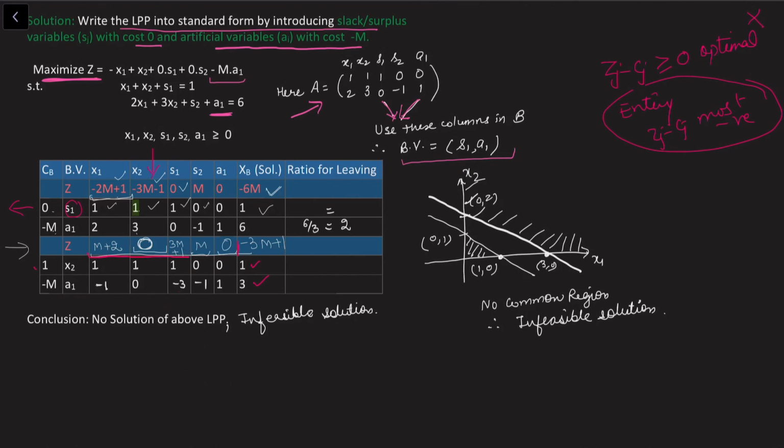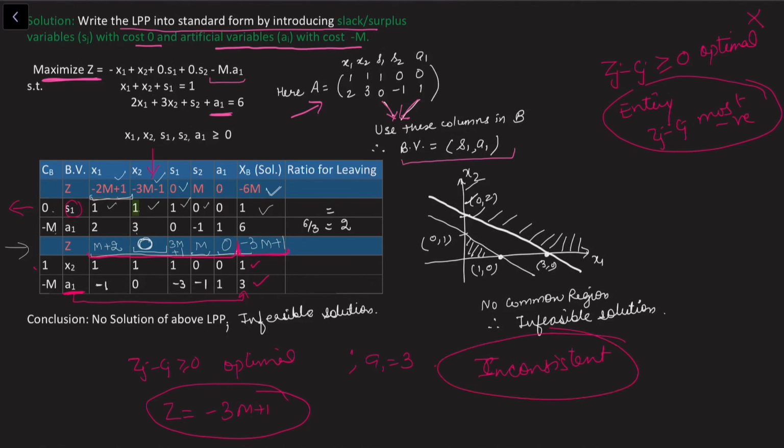Now we can see that all the Zj minus Cj are greater than or equal to 0, so the current table is optimal. There is no entering variable, but the artificial variable is still in the basis at a positive value. So A1 is equal to 3 and Z is dependent on the artificial variable. So the value for Z is minus 3M plus 1. That means its solution is possible with the help of the artificial variable only, and hence the system is inconsistent. So we cannot find the solution with the original decision variables.